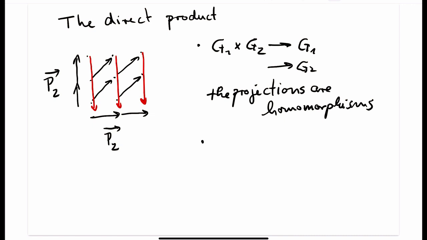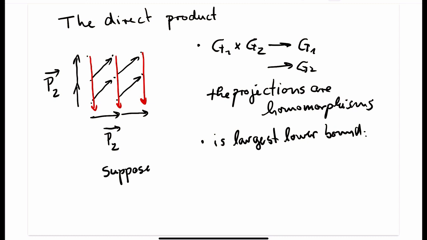Another property is that G1 times G2, well, it's a lower bound, but it's the largest lower bound. It's an infimum. Why is that? Suppose you have another graph, G, and suppose it homomorphically maps to G1, and suppose it homomorphically maps to G2. Then I claim that G also maps to G1 times G2.